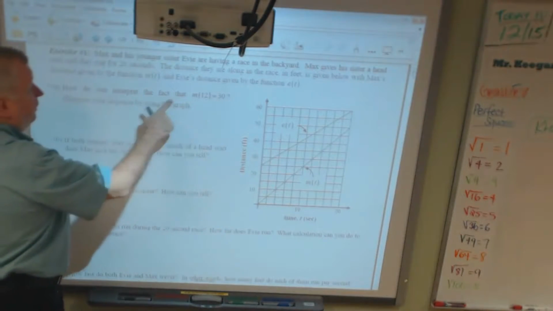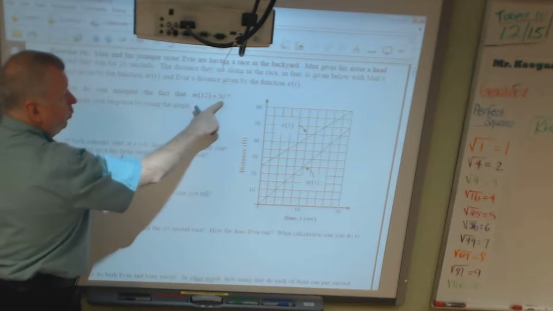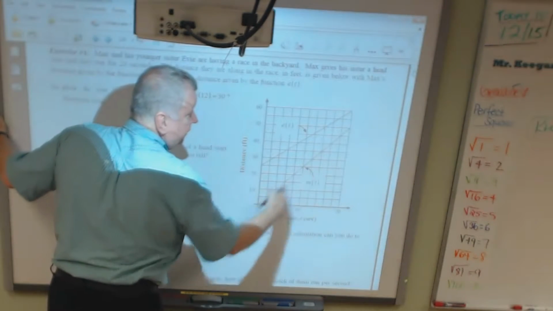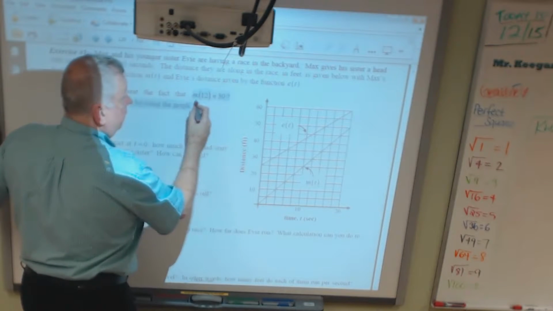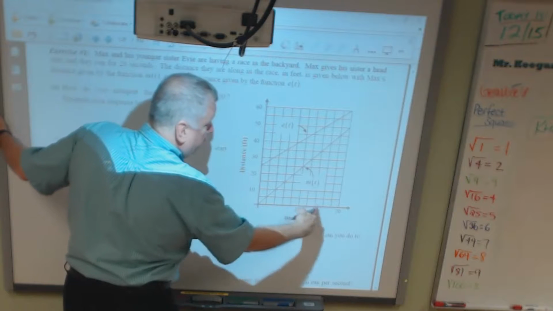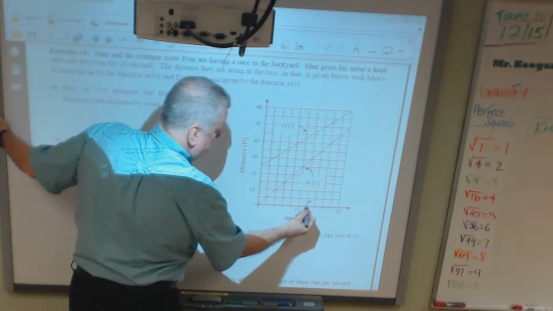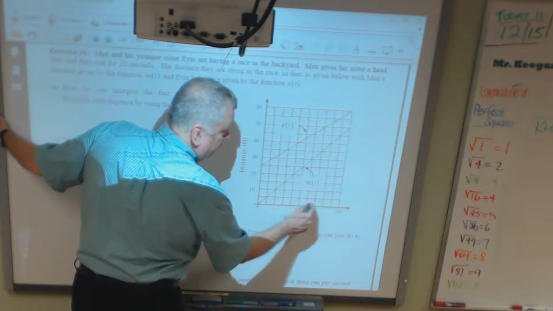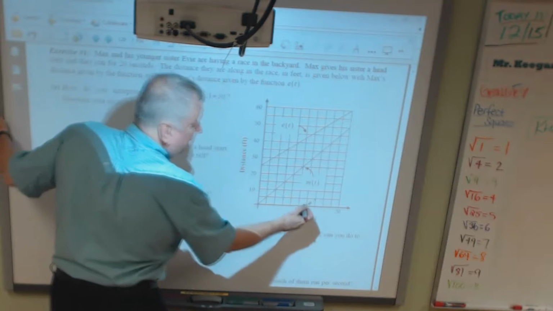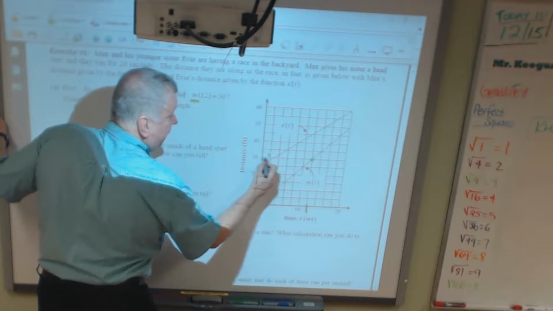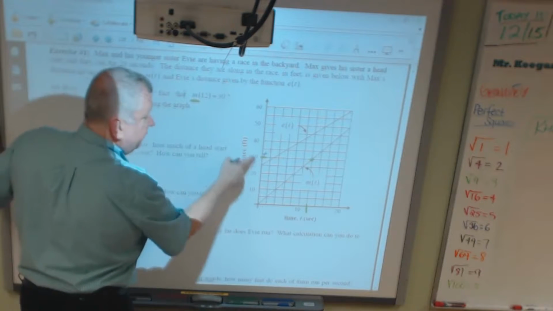It says, how do you interpret the fact that m of 12 is equal to 30? Well, m of 12, you have to look on this line, because that's the Max line, right? So 12 is going to be right here. Each one of these lines is worth 2 seconds. 12, 14, 16, 18, 20. So we go up here, and that corresponds to the 30 here, okay, which is the distance.